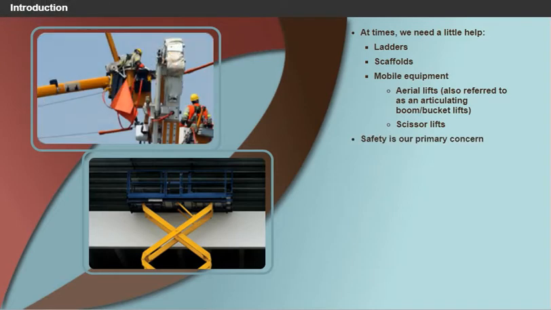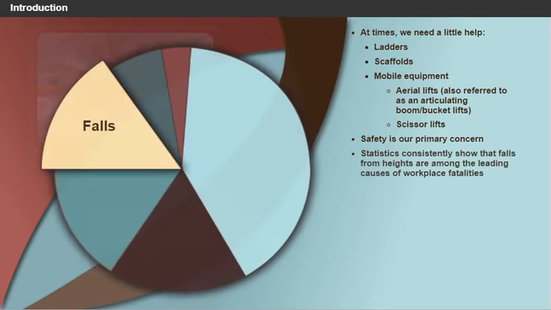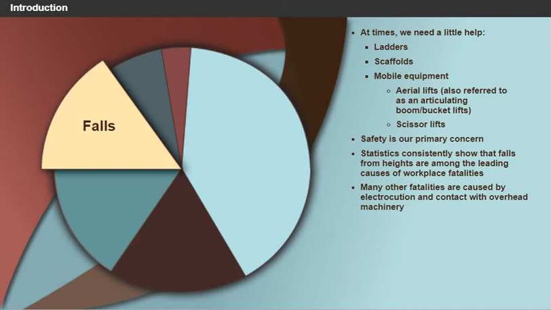Safety is our primary concern when using any equipment to access work at heights. When we're above the ground, falls can occur if we're not careful. Statistics consistently show that falls from heights are among the leading causes of workplace fatalities. Many other fatalities are caused by electrocution and contact with overhead machinery.